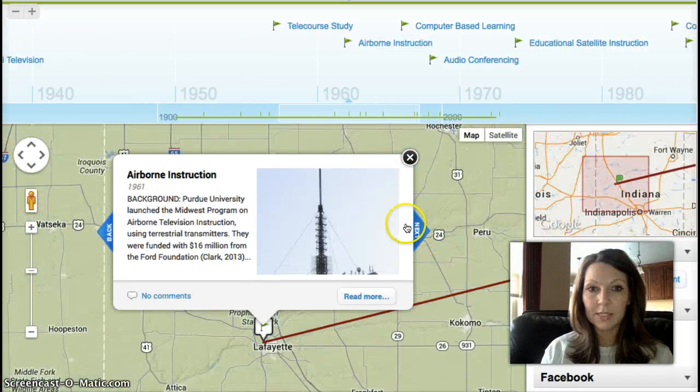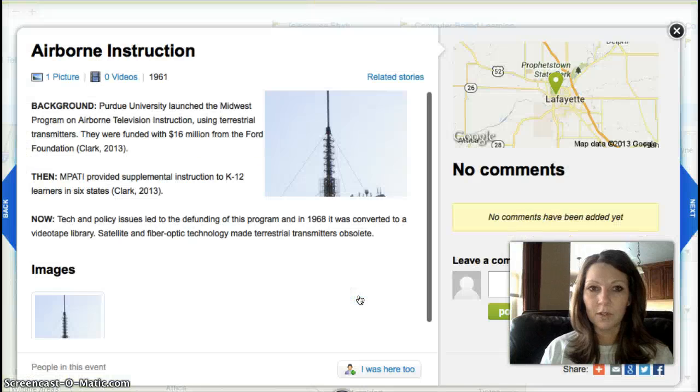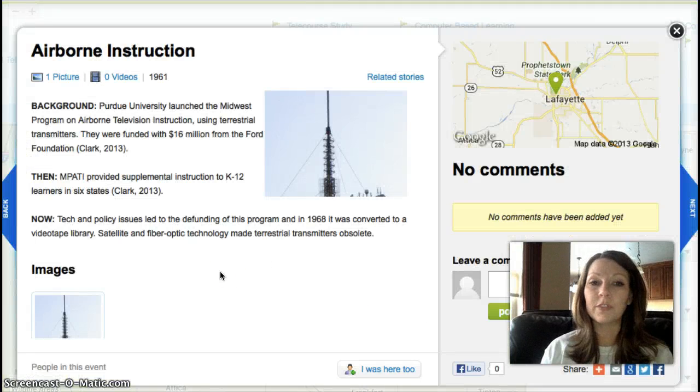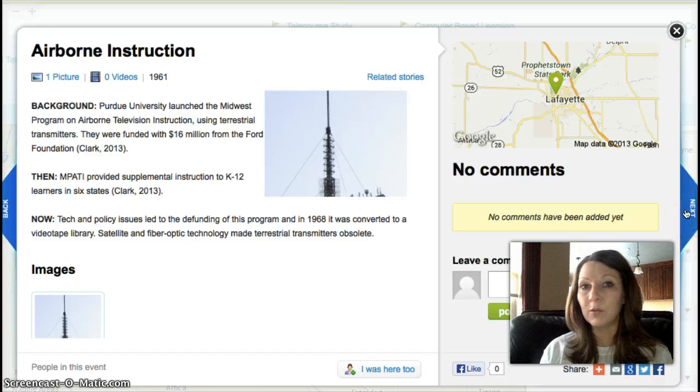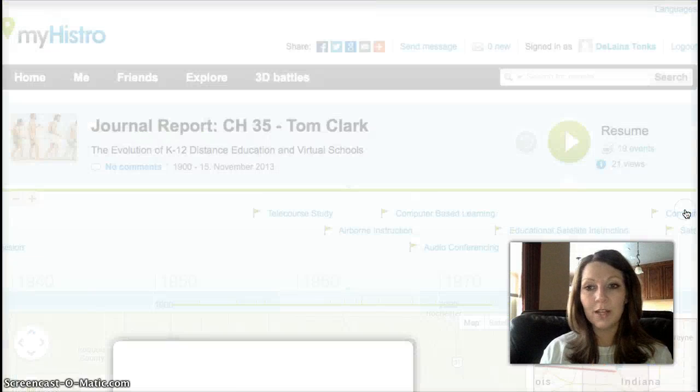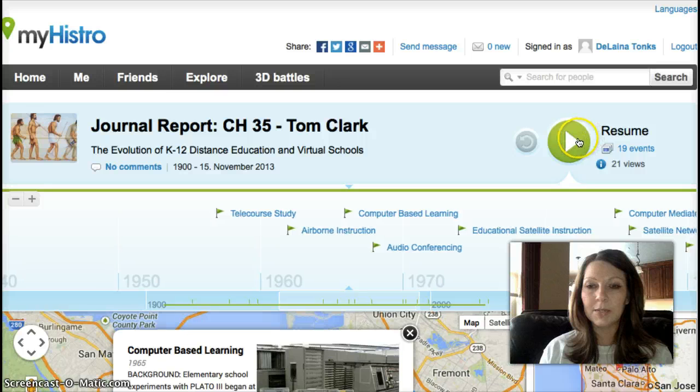All right, next we have airborne instruction, 1961. Purdue University actually launched the Midwest program on airborne television instruction using terrestrial transmitters, funded with $16 million from the Ford Foundation. This provided supplemental instruction to K-12 learners in 6 states. However, tech and policy issues led to the defunding of this program, and in 1968 all of their programs were converted to a videotape library. Satellite and fiber optic technology made terrestrial transmitters obsolete.